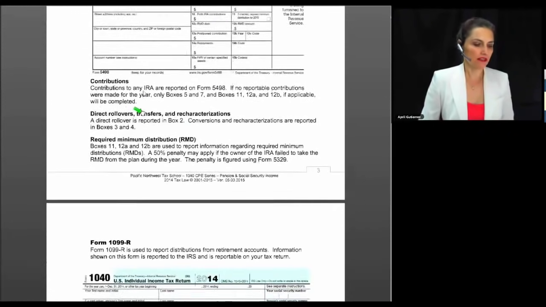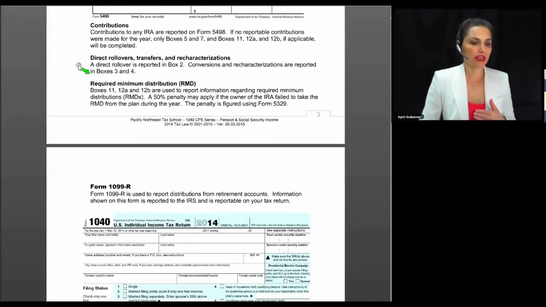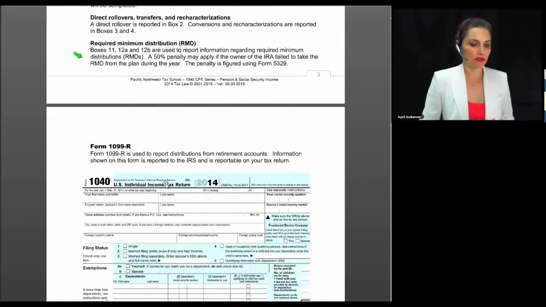So let's move down to the next heading on here where it says contributions. Of course, any contributions you make to an IRA are required to be reported on this form, and the form will show you the amount contributed for the year and the year-end balance. Direct rollovers, transfers, and recharacterizations, there's boxes on that form for those as well, and we're going to cover each of those items. And then finally, the required minimum distribution.